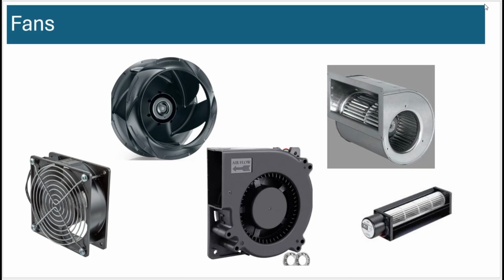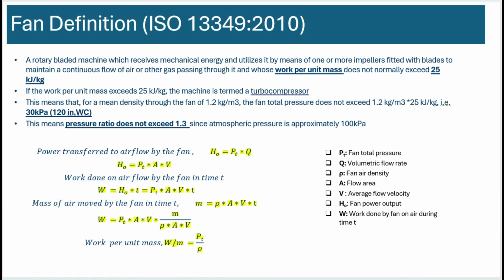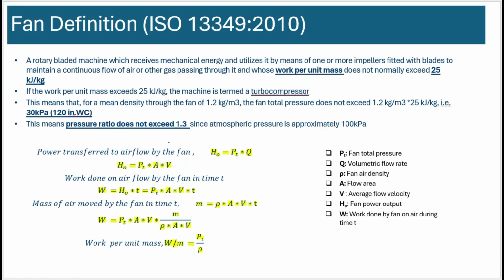Now let's look at fans. There are several different types of fans that are used in refrigeration and air conditioning, and these are some examples. But let's start with what exactly is the scientific definition of fans. As per the ISO 13349 standard, a fan is a rotary bladed machine which receives mechanical energy and utilizes it by means of one or more impellers.